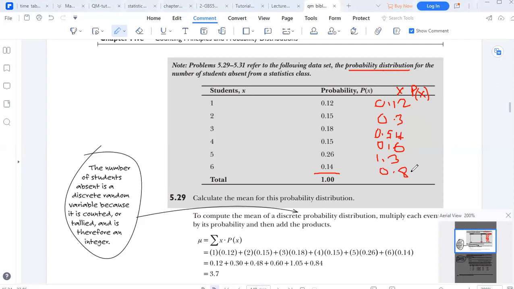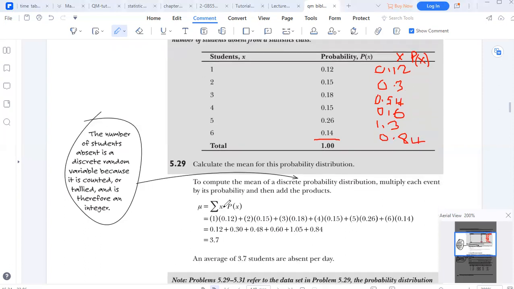When you total up this, what we get is called our mu, or the mean. You could alternatively use this formula, which is the expanded version, the summation of x times p(x). So it is 1 times 0.12, 2 times 0.15, up to 6 times 0.14. And the sum total will give you 3.7. That is how we found the 3.7. That is our mean.